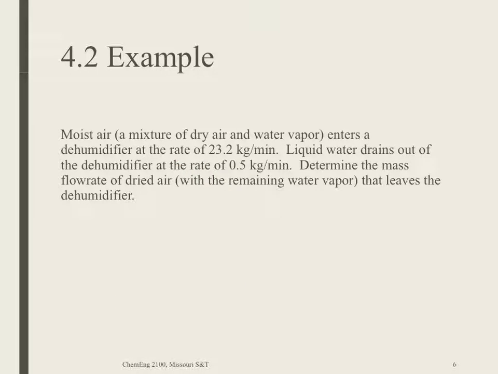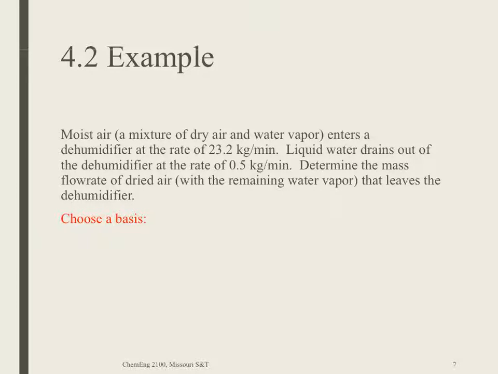So let's look at an example. I'm going to look at moist air, which just simply means it's a mixture of dry air with water vapor. It's going to enter a dehumidifier at the rate of 23.2 kilograms per minute. Liquid water drains out of the dehumidifier at the rate of 0.5 kilograms per minute. We want to determine the mass flow rate of the dried air that leaves the dehumidifier. Now, this is a very simple problem, but we want to take this step by step.